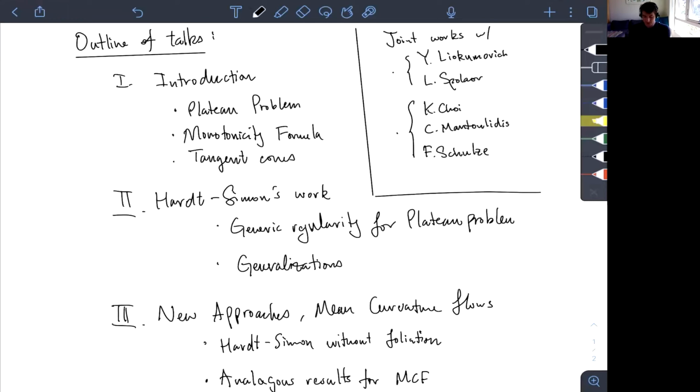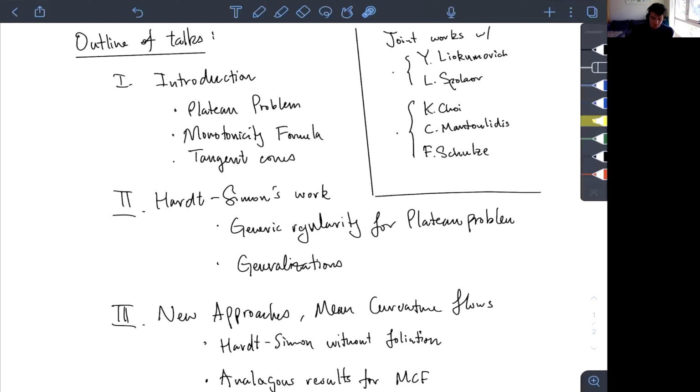So here I'd like to just give a brief outline of what I'm going to talk about in my talks. I'm going to split the recordings into three sections. The first one, that's where we are now, is going to be an introduction to the topic. I will talk about the Plateau problem, the monotonicity formula for minimal surfaces, and tangent cones for minimal surfaces. This part should be relatively elementary.